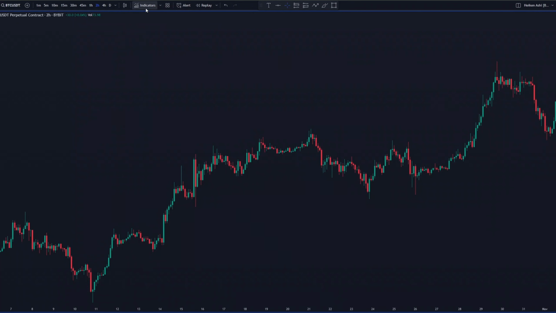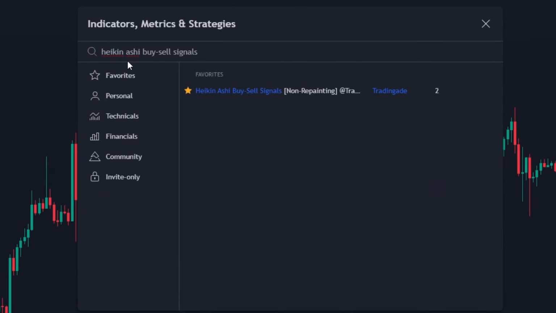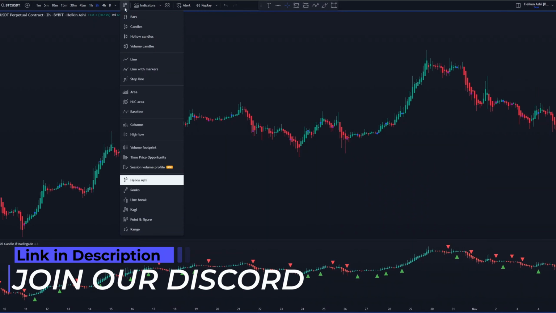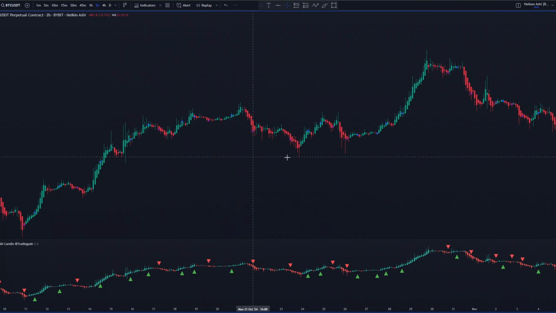First, we need to open the indicator section and type Heikin Ashi buy-sell signals and open this one by TradingGate. By switching the chart from candles to Heikin Ashi, as you can see, we have the same representation. The only difference is that we have a delay of one candle. This helps us to avoid repainting signals.